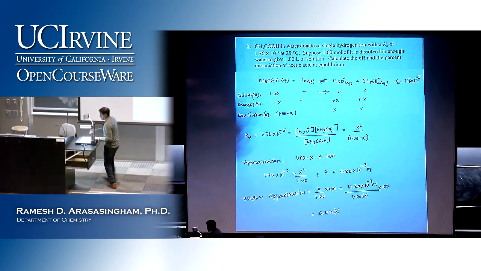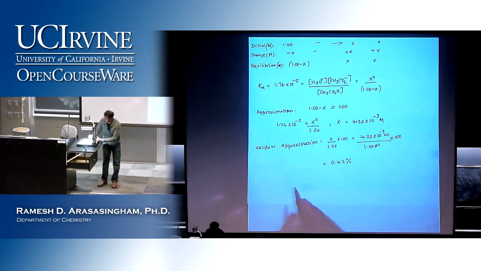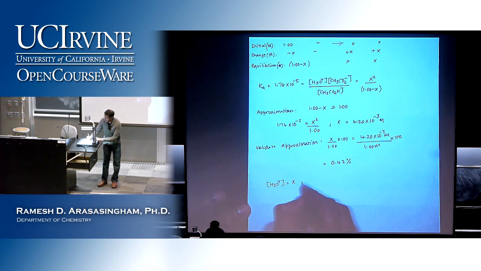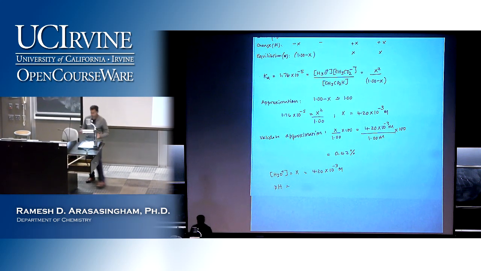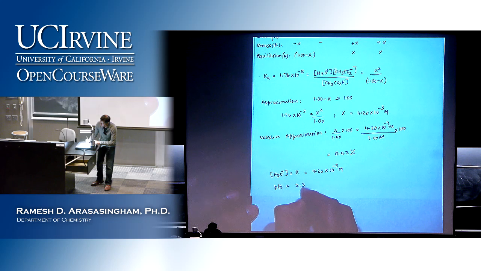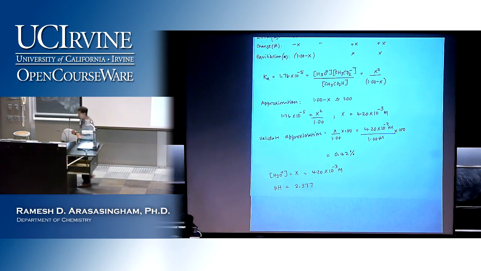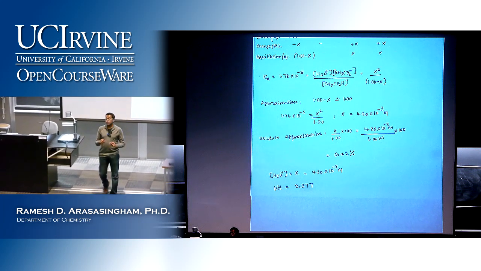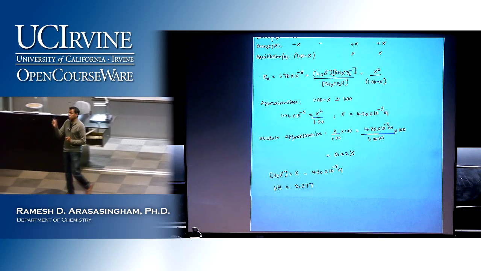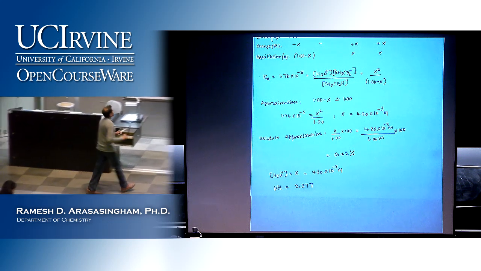And so now that I know this is valid, I know that the hydronium ion concentration equals x, which equals 4.20 times 10 to the negative 3 molar. And if I know the hydronium ion concentration, I can take the negative log of that, and that comes out to be 2.377. Again, this is a 3 significant figure number. Therefore, when you record it in pH, you're going to go to 3 decimals. Now, that was the first part.